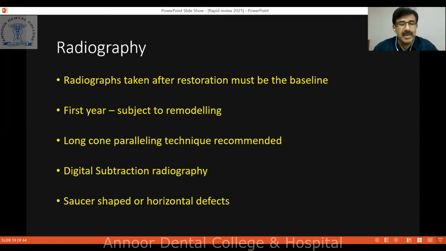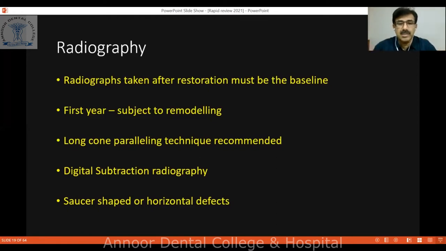But it is very difficult to differentiate this 0.2 or 0.1 mm of bone loss that is occurring in relation to an implant. So one thing is you need to take radiographs in the same orientation. Then only can you compare these radiographs and come to know whether there is bone loss or bone gain. So one good method is digital subtraction radiography, but that is not used in day-to-day clinical practice, but this is used in research only.